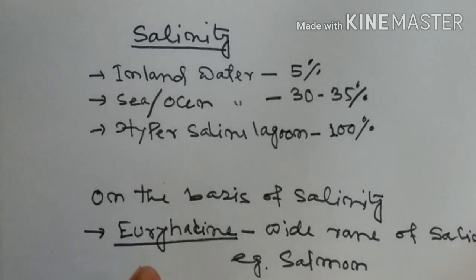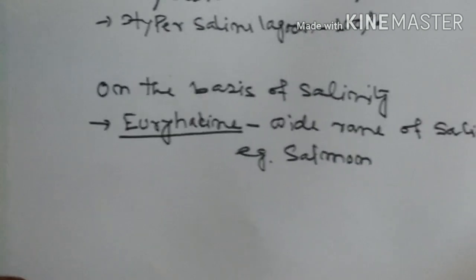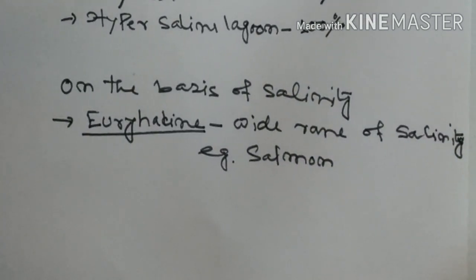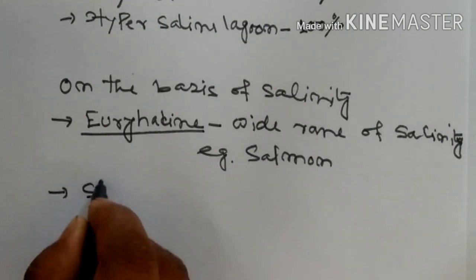That means it can survive in low salinity of water and in high salinity of water. It comes to the fresh water, that means river, during egg laying period, and comes back to the saline water, that means ocean or sea, after egg laying. So this type of animal or organism is known as euryhaline. On the other hand, there is another type of organism which can survive in a narrow range of salinity. These are known as stenohaline.